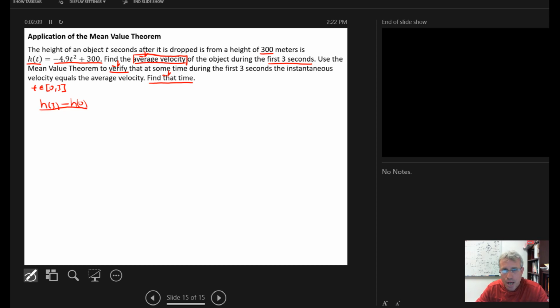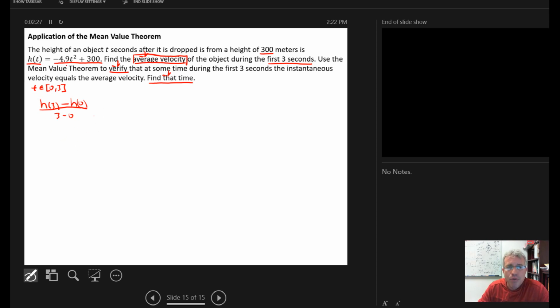So we get change in height divided by 3 minus 0, the change in time. Change in height is in meters. Change in time is in seconds. So we have meters per second, which is our velocity. So there's our average velocity.